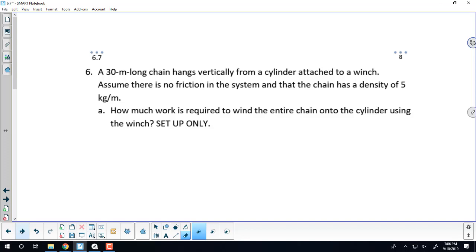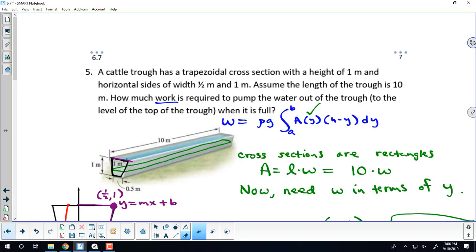Any other questions on that last example? Okay. I'll let them sort that out.